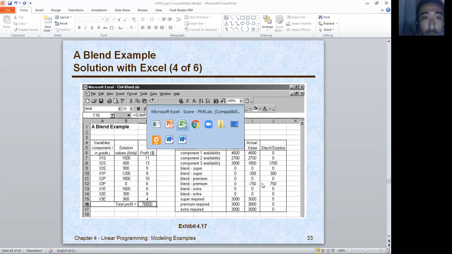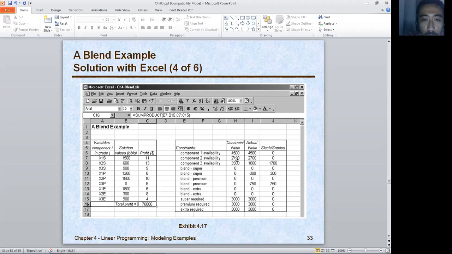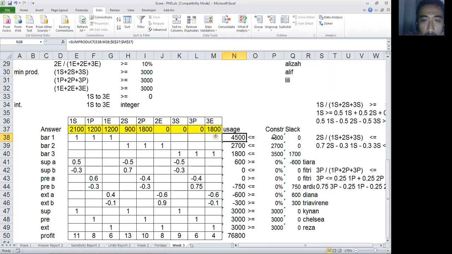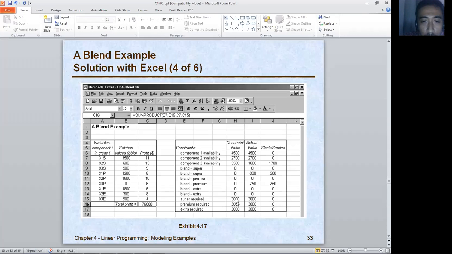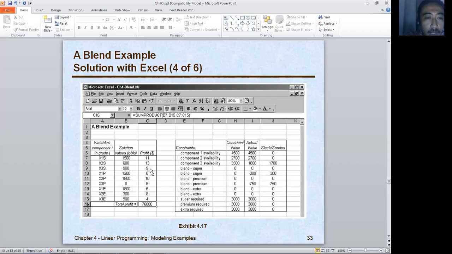Sir, if I compare to this one, the constraint is the same, all of them is 0, and all of them is 0 as well, 3,000, 3,000, and the actual is this one, 300. We have a different answer here. Maybe we misspecified this one. We will check about that later on. And by the way, this should be the answer.